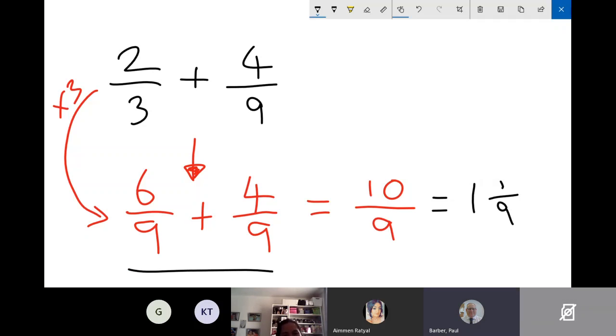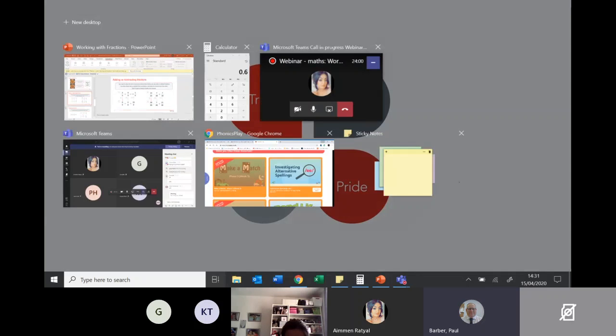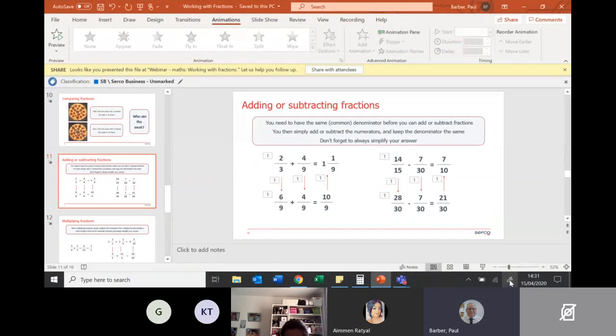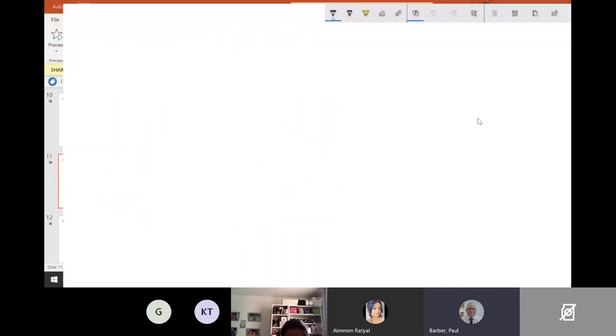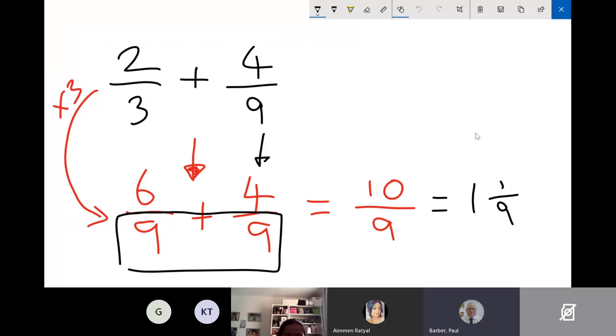So what we've done here is we found what's called a common denominator. We've got number 9 over number 9 at the bottom of each of the calculations. This one didn't need to change because we'd already got that, so that was nice. On the left-hand side, we've had to multiply by 3, which gives us 6 over 9. And we've added those together, which gives us 10 over 9, also known as 1 and a 9th.